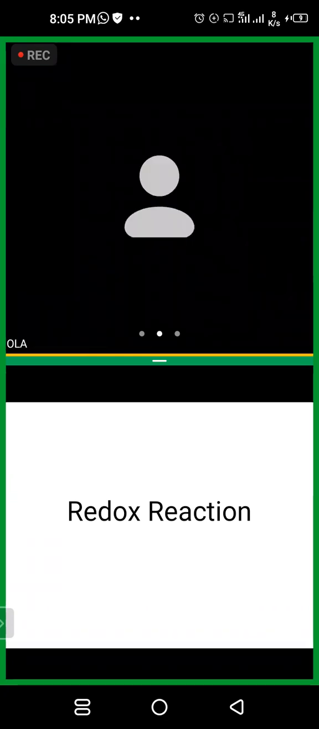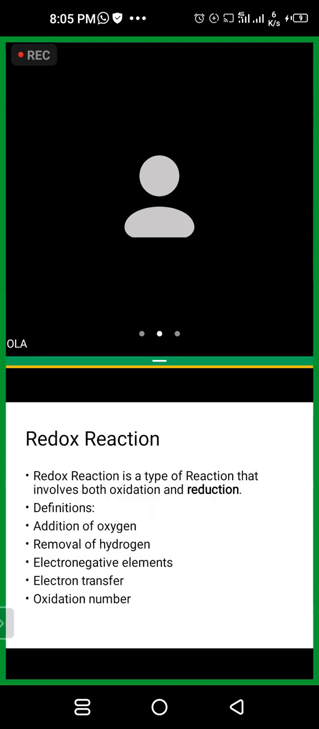So today we'll be seeing what these reactions are. We'll see examples of these reactions, the definitions of these reactions, and we'll also see some examples on how to work out oxidation number. So moving directly, what are redox reactions? Redox reactions are types of reactions that involve both oxidation and reduction.